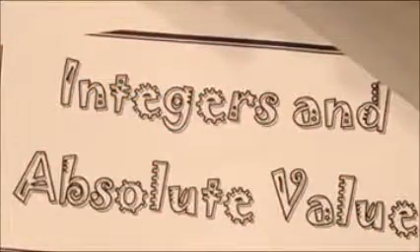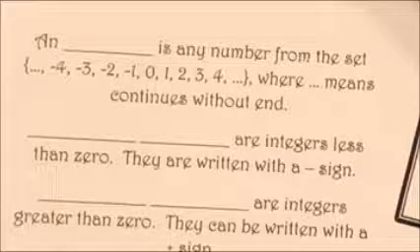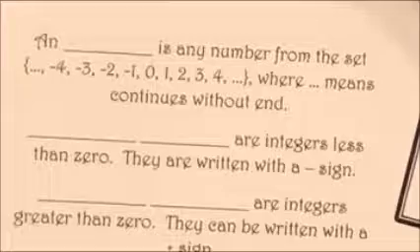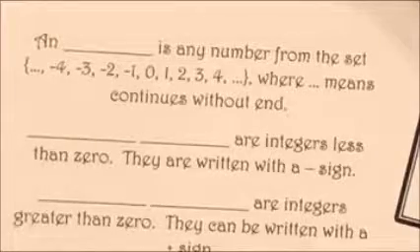All right, this is Chapter 3, Lesson 1, Integers and Absolute Values. So, an integer is any number from the set ..., -4, -3, -2, -1, 0, 1, 2, 3, 4, ..., where the ... means continues without end. In that first blank, you're going to write integer.